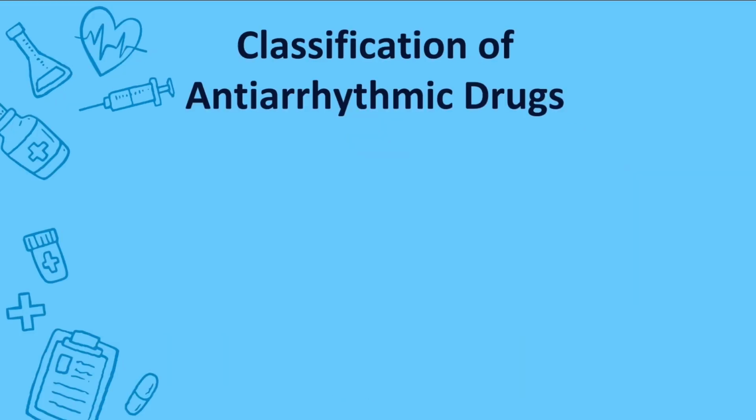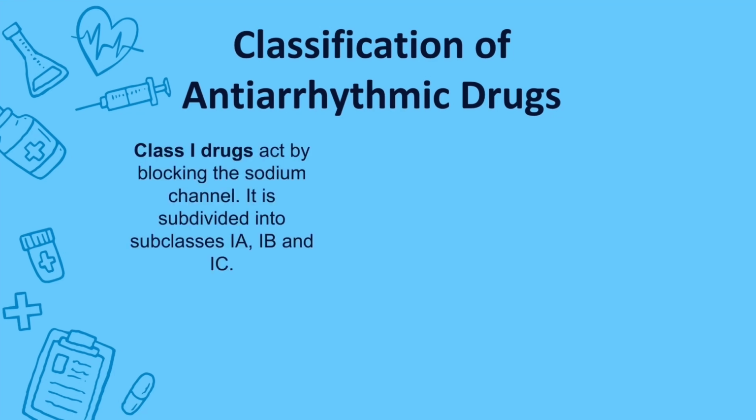Classifications of antiarrhythmic drugs. First is the Class 1 drugs. Class 1 drugs act by blocking the sodium channel. They are subdivided into subclasses 1A, 1B, and 1C, whereas subclass 1A drugs have moderate potency at blocking the sodium channel. Subclass 1B drugs have the lowest potency as sodium channel blockers, and subclass 1C drugs are the most potent sodium channel blocking agents.